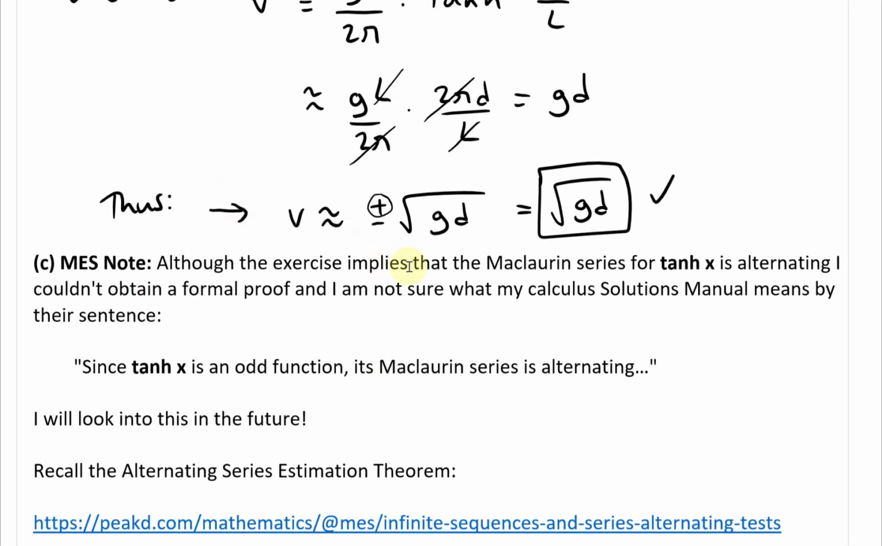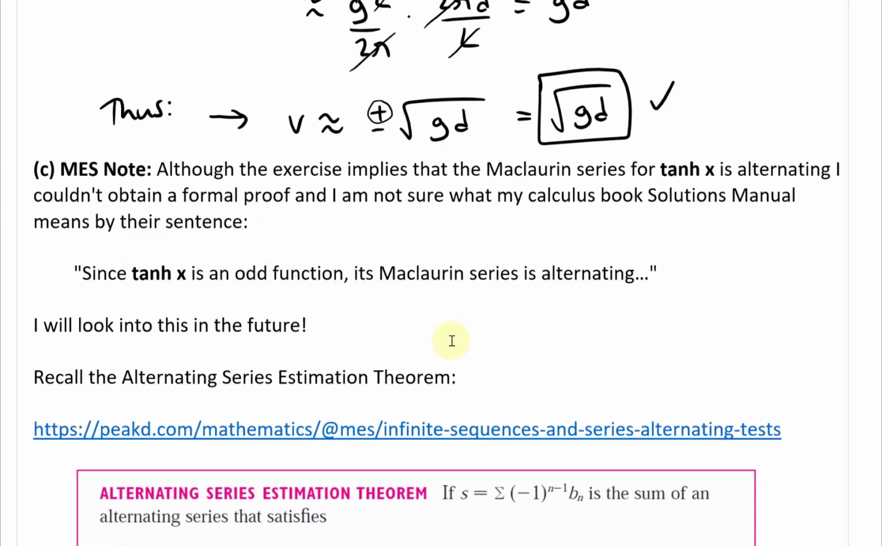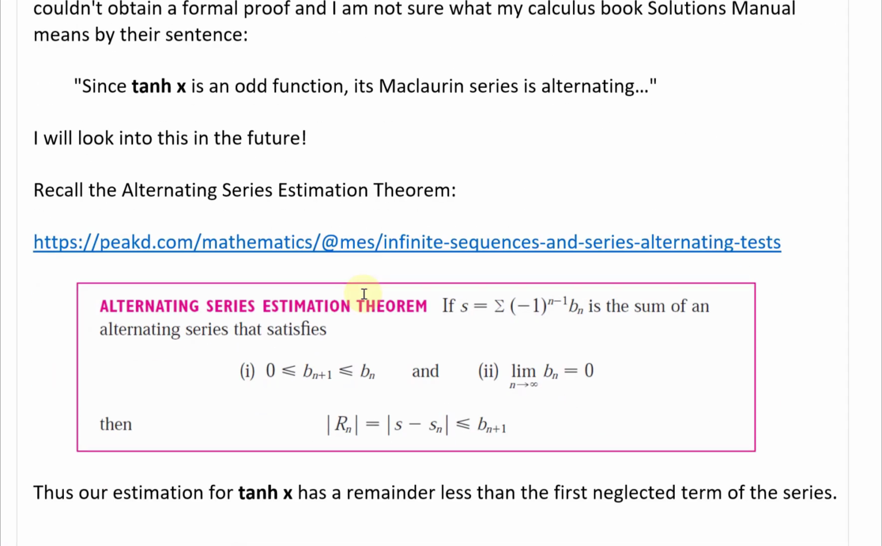Now, I just want to make a note here. Part C, my note: although the exercise implies that the Maclaurin series for tanh of x is alternating, I couldn't obtain a formal proof, and I am not sure what the solutions manual means by its sentence. It says, since tanh of x is an odd function, its Maclaurin series is alternating. I will look into this in the future, so stay tuned for that. I'm trying to decipher how they jumped from odd function to Maclaurin series alternating.